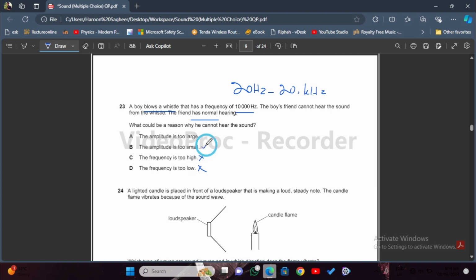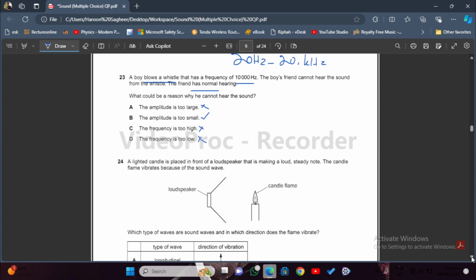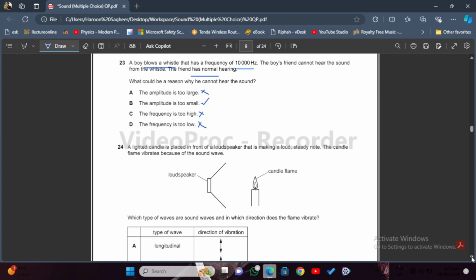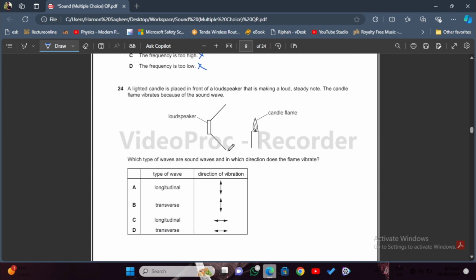The amplitude is really small, that's why he cannot hear it. Of course, if the amplitude was large, he would be able to hear it, but the amplitude is too small, that's why he's not able to hear it. So it's not about frequency, it's always about loudness when it comes to sound passing into your ear. Intensity, by the way.